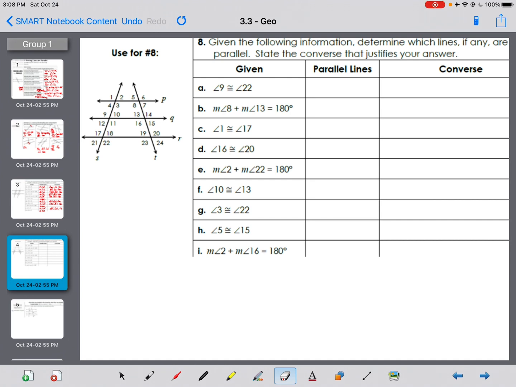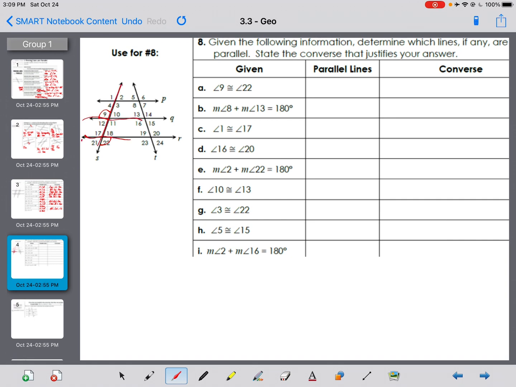Given the following information, determine which lines, if any, are parallel. State the converse. Now this time we got 1, 2, 3 sets of lines. And we've got two different transversals. So let's do it a bit at a time. Let's see 9 and 22. 9 is supposed to be congruent to 22.